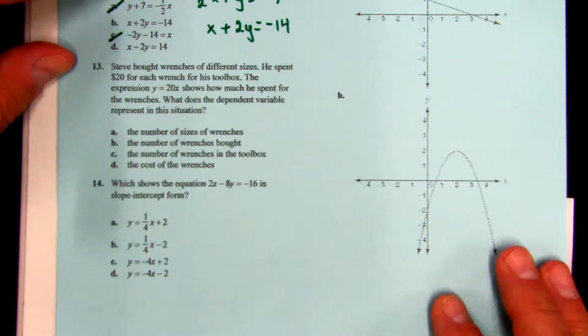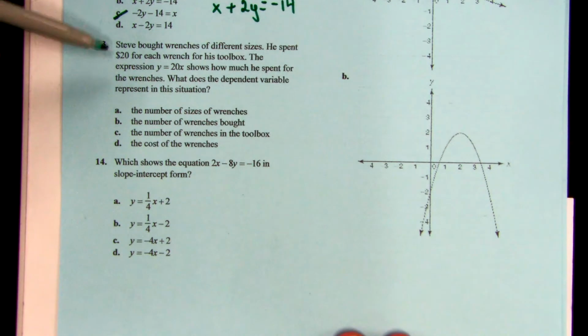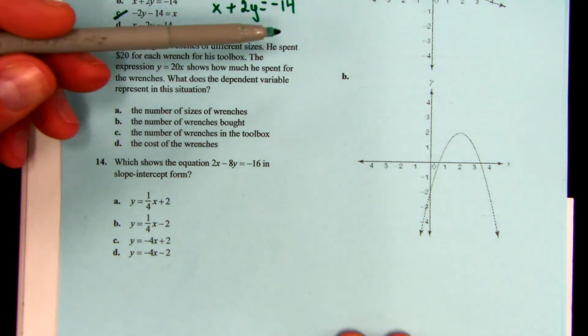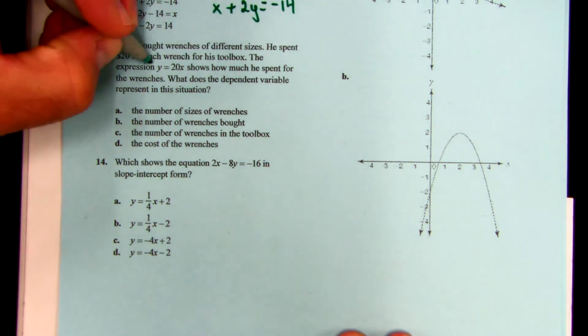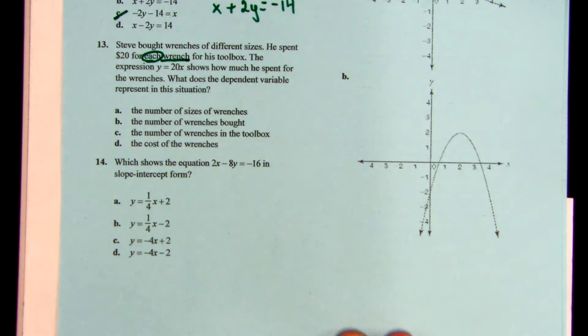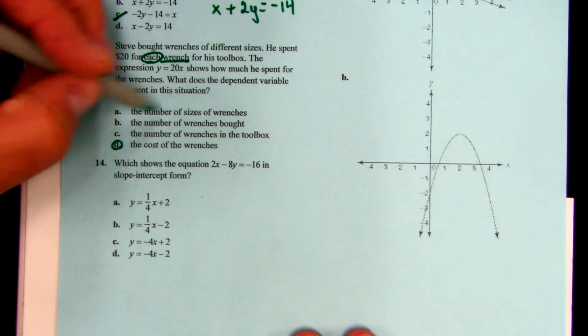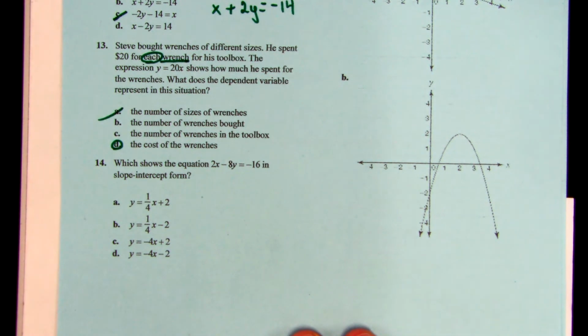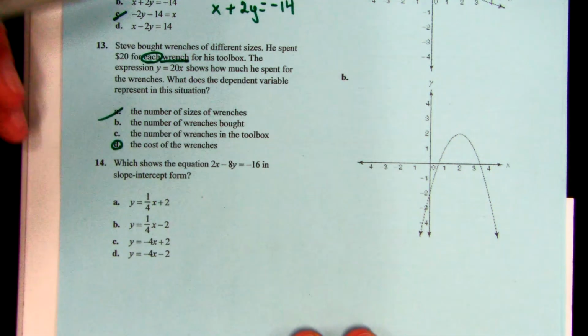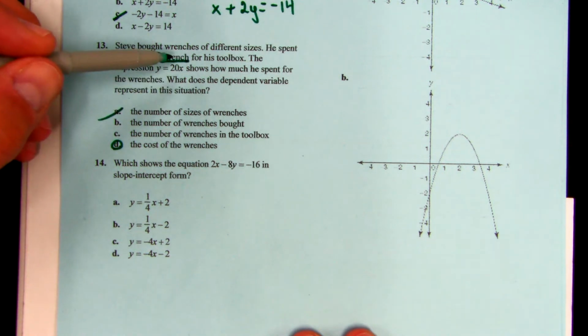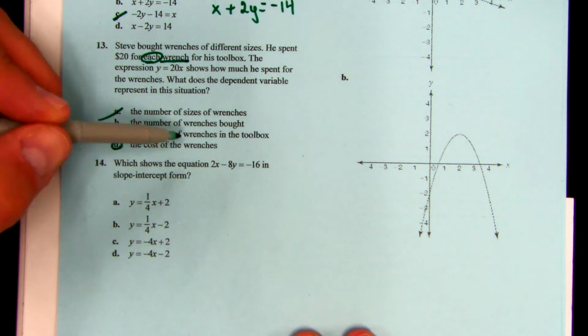Problem 13. This is another one identifying the dependent this time and not the independent. Steve bought wrenches of different sizes. He spent $30 each wrench. The wrenches are my independent, and how much the wrenches cost would be my dependent. The size of the wrenches have nothing to do with it. The number of wrenches bought is my independent because I circle it and the word after it is the independent. So the wrenches are independent. Number of wrenches.